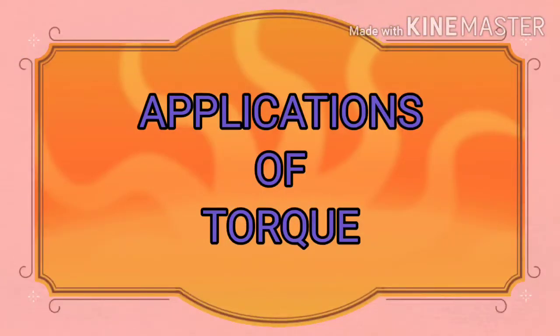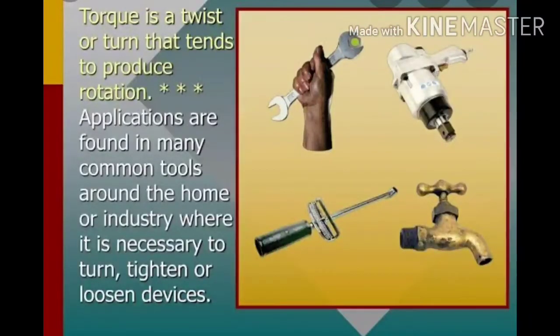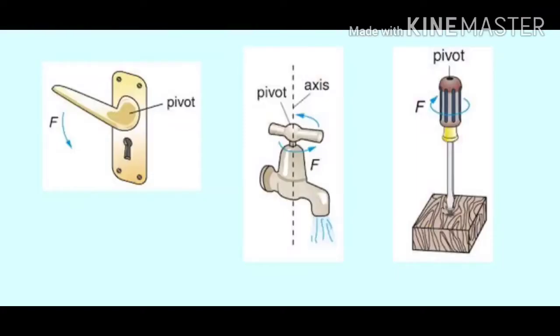Now the applications of torque. Torque is a twist or turn that tends to produce rotation. Applications are found in many common tools around the home or industry, where it is necessary to turn, tighten or loosen devices. In general, torque has many day-to-day applications. As you can see in the examples: turning the door knob, opening the water tap, and using a wrench to turn a lug nut.